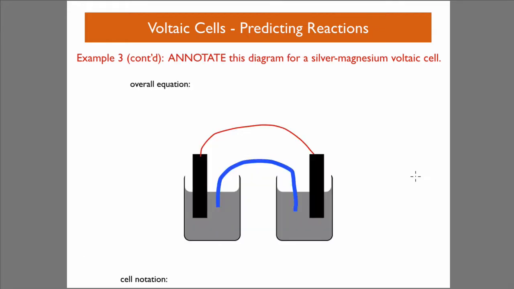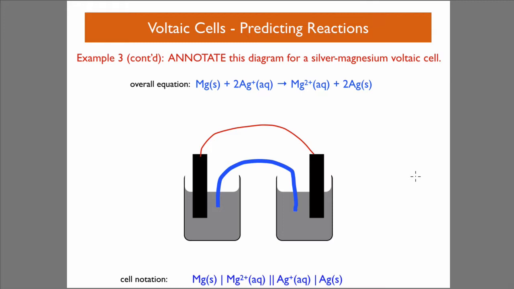Okay, let's annotate this diagram for the silver magnesium voltaic cell. We'll write down the overall equation first. We've got the magnesium being oxidized and the silver being reduced. Write this cell notation down the bottom there. We've got the magnesium anode with magnesium in solution. You've got silver ions in solution, and you've got the solid cathode. Okay, can you take your time and clearly label that diagram?